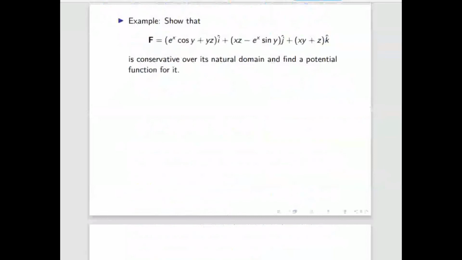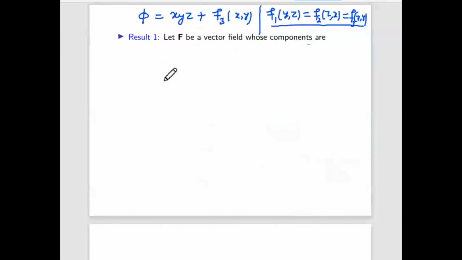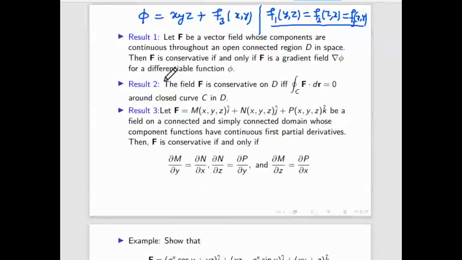So we'll do one more problem. For this function, we will find phi. The first question is show that it is conservative. After that, find its potential function, that means find the value of phi. So how to check whether it is conservative or not? dM by dy equals dN by dx. Yes, we will reuse this result number 3. If this is satisfied, then it is conservative.